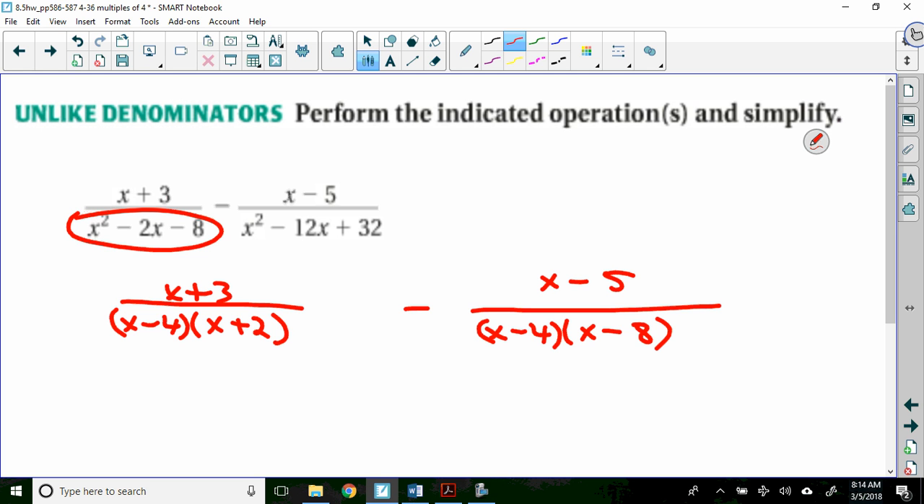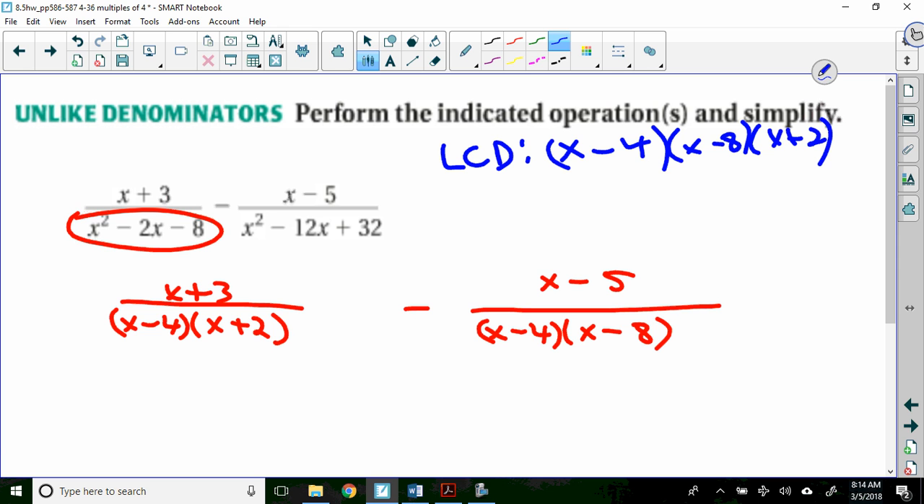So our denominators have to be identical. So our LCD, it looks to me like it's going to have an x minus 4 in it. It's going to have an x minus 8 in it. And it's also going to need that x plus 2 in it. So just like we did to the last one, we're going to have to multiply this fraction by something over something. X minus 8 over x minus 8. And we're going to have to multiply this other fraction by something over something. What's that going to be?